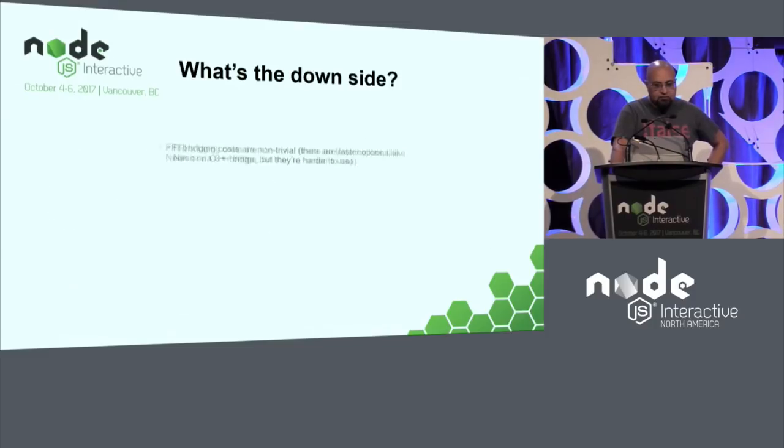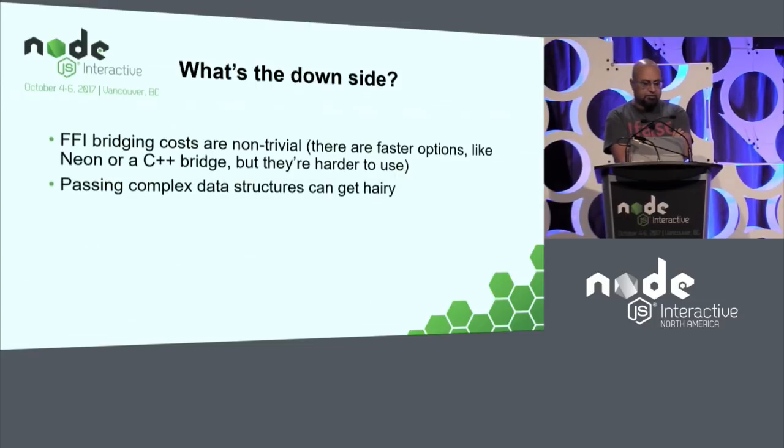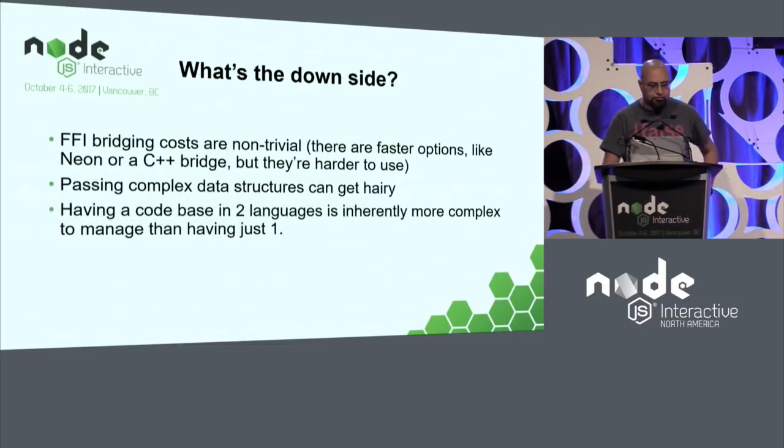What's the downside of it? FFI isn't cheap. So if you're adding 2 numbers together, FFI is going to be significantly slower than just doing it in JavaScript. There are faster options like a C++ bridge, which you can write, or Neon, but they're much harder to use. So you're always trading complexity for speed. Passing complex data structures can get a little hairy, so you want to avoid it. If possible, make your data structure simple. Having code in 2 languages is inherently more complex than having just JavaScript. You have to have Rust expertise on your team, so that again makes it a little bit more difficult.